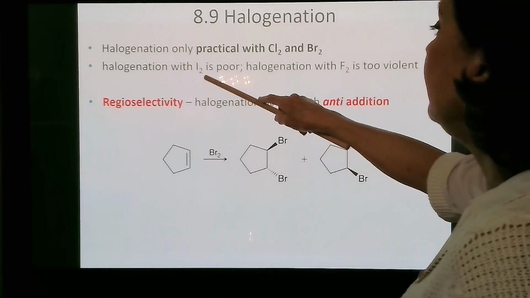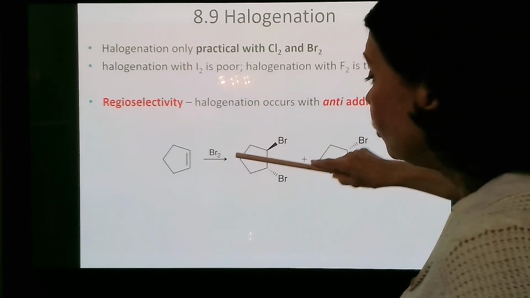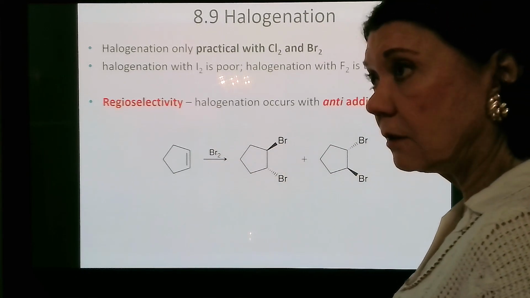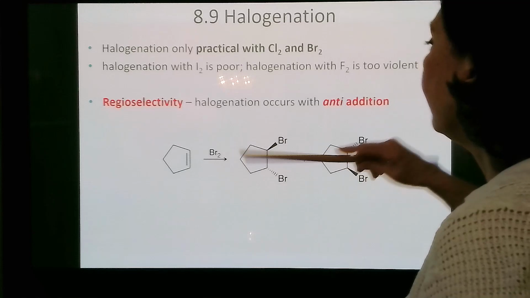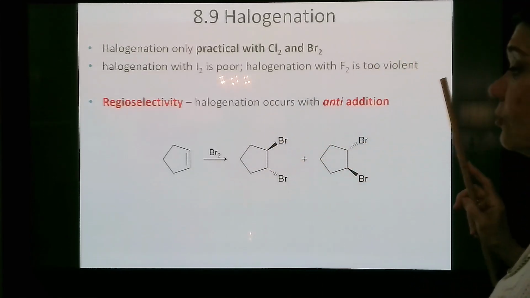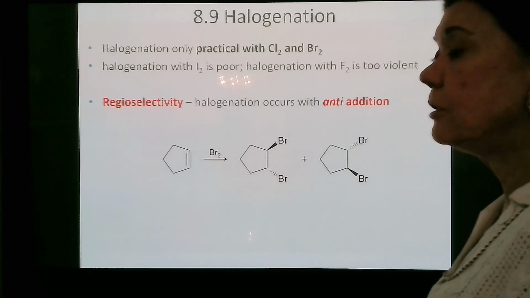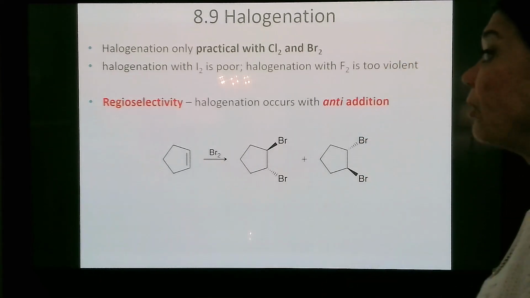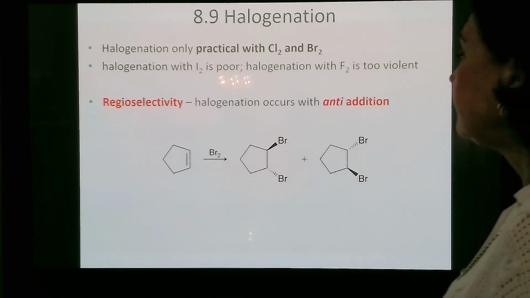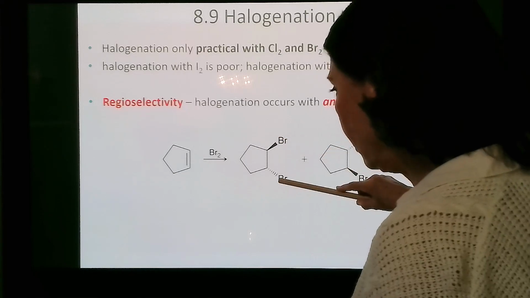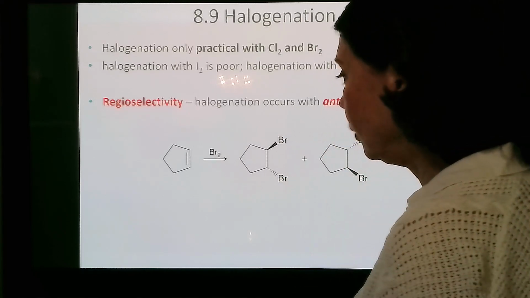Let's see, halogenation, the addition of I2 across, it does happen, but it's not practical. It happens so slowly, it's a poor reaction. And with F2, it's too violent, so you're in danger of having explosions, and also it does other things. So here you're getting anti-addition.